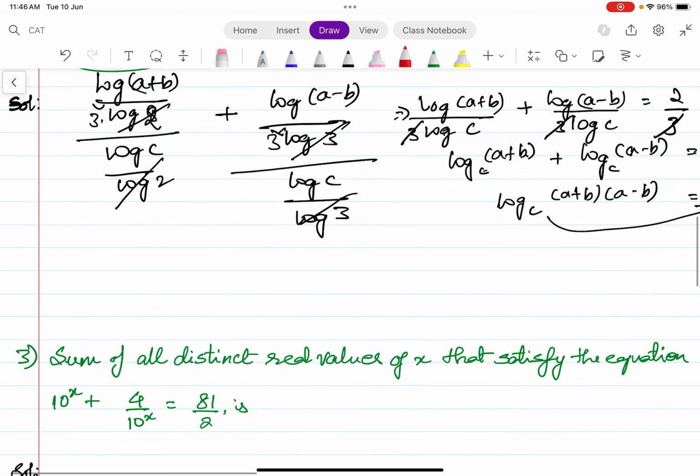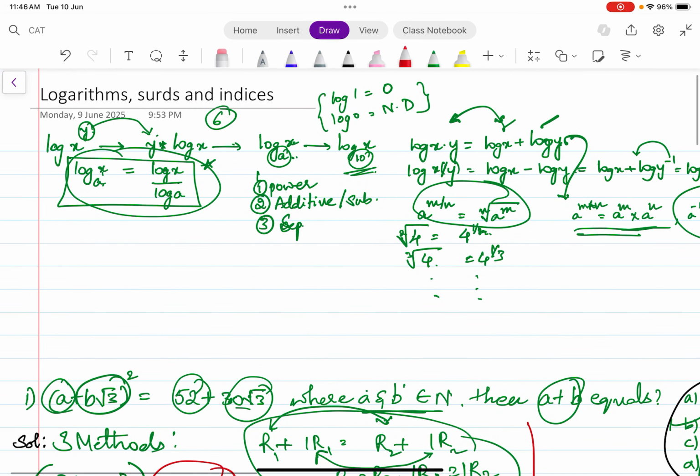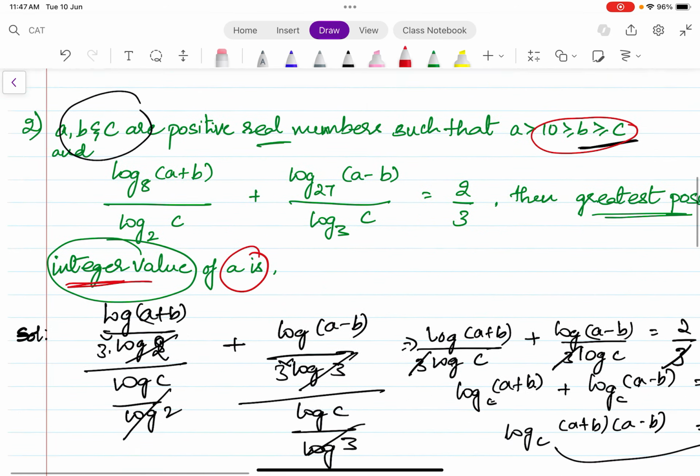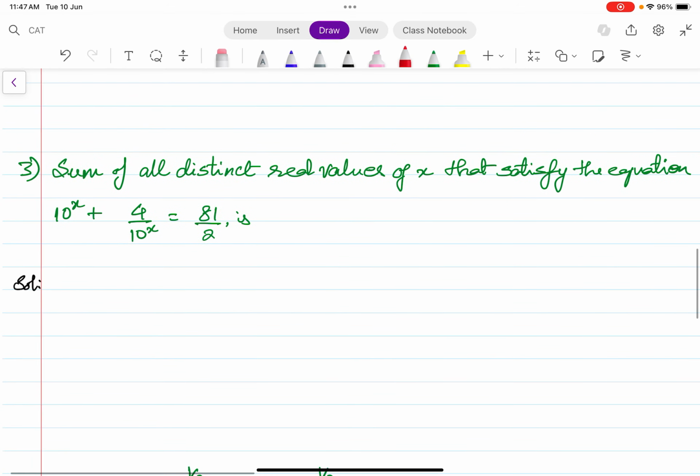Okay, if you observe here, we used the same formulas that we've discussed before: the power rule, the addition and subtraction rule, and the separation rule. Basis that, when to use what is how it matters. So let us solve the next question.